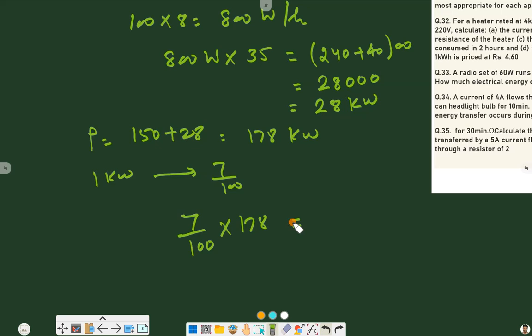It will be 1246 by 100, or rupees 12 and 46 paisa, is the cost that it will incur at this rate of 7 paise per unit.